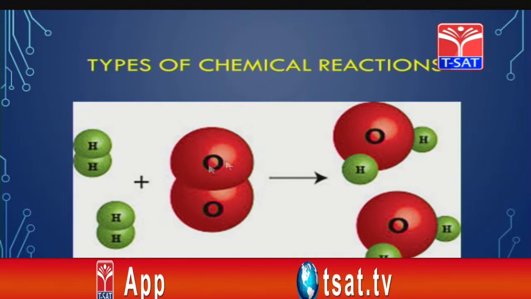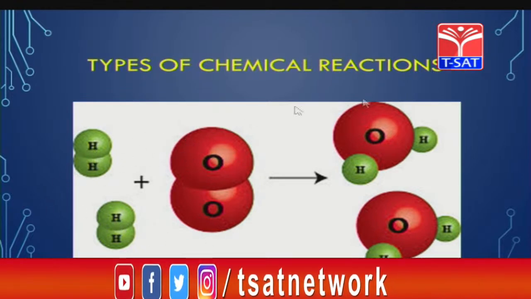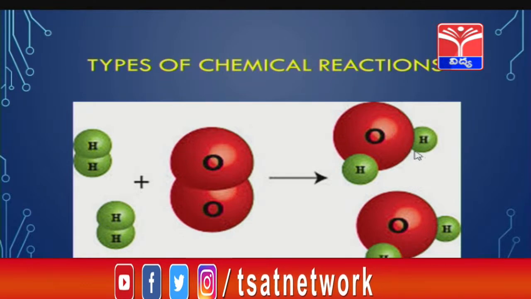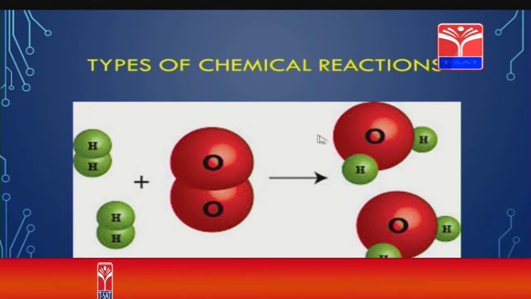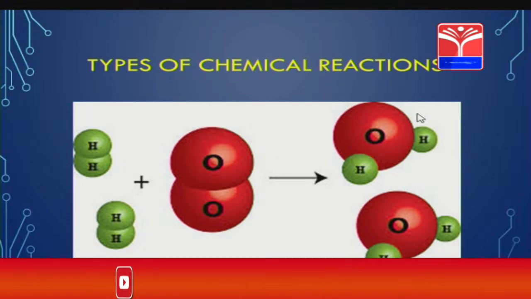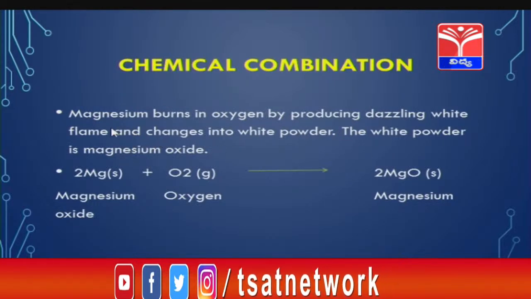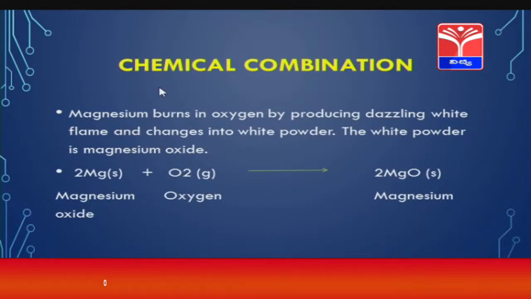In this equation, we write the substances which are reacting with each other, called reactants, on the left hand side of the equation, and the new products which are formed are written on the right hand side of the equation. In between we write an arrow. That means these substances combine together to form new products.